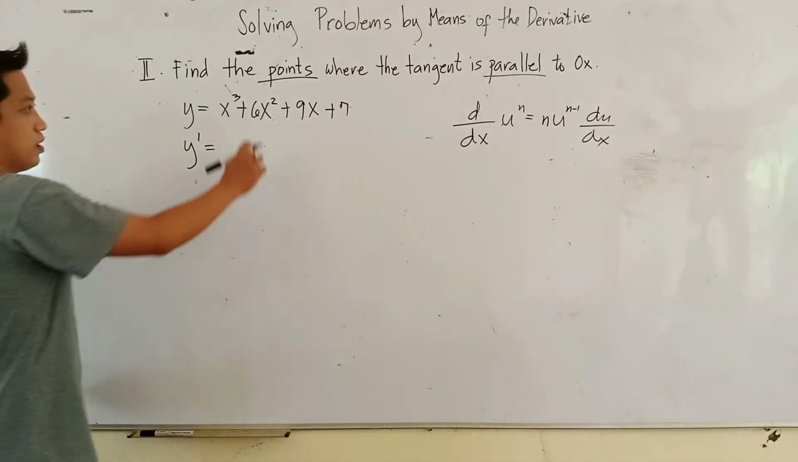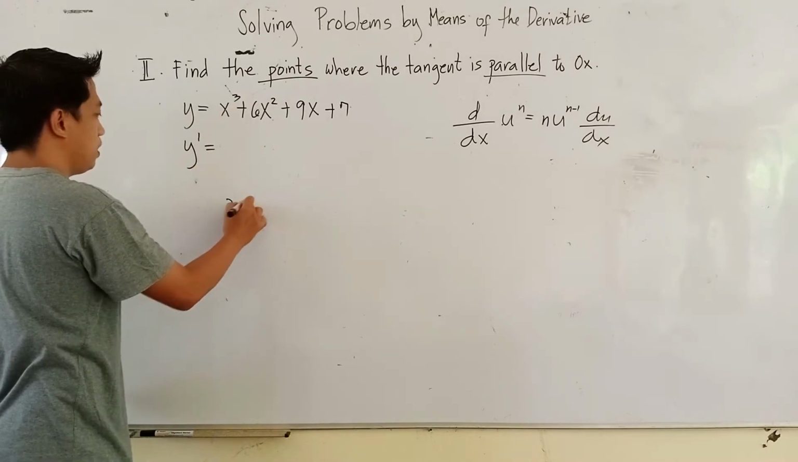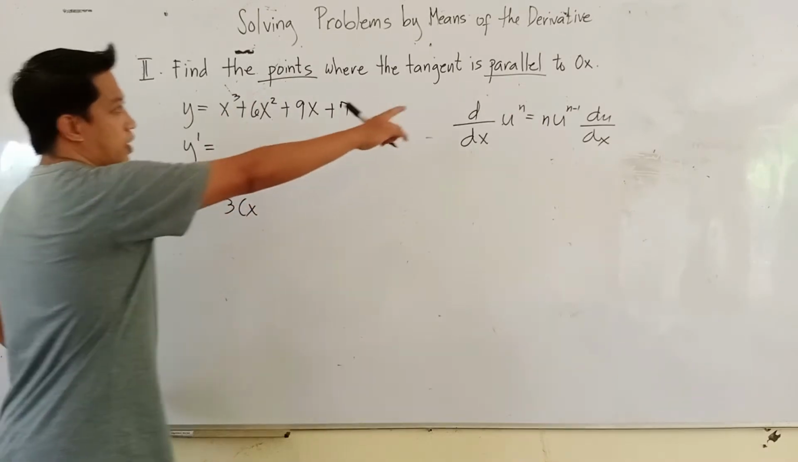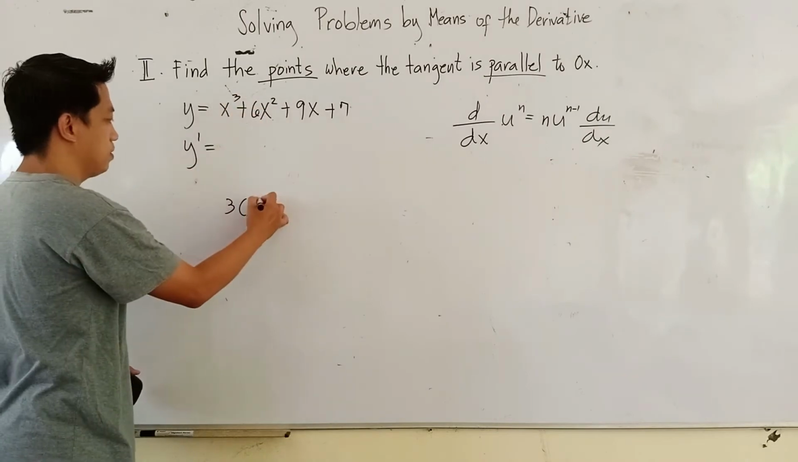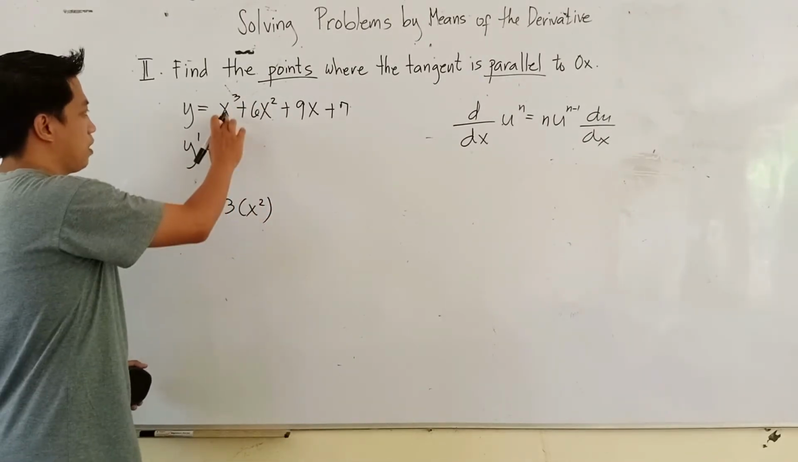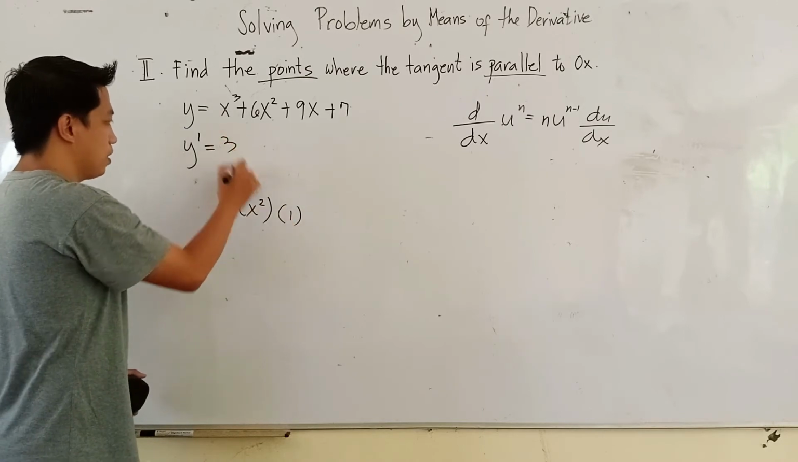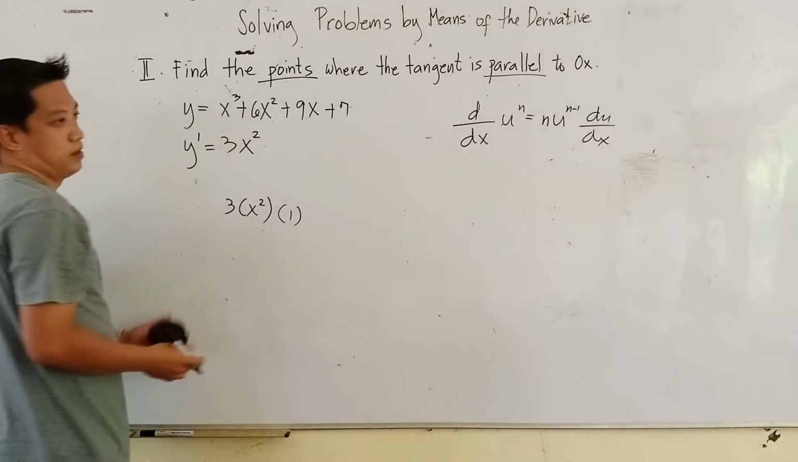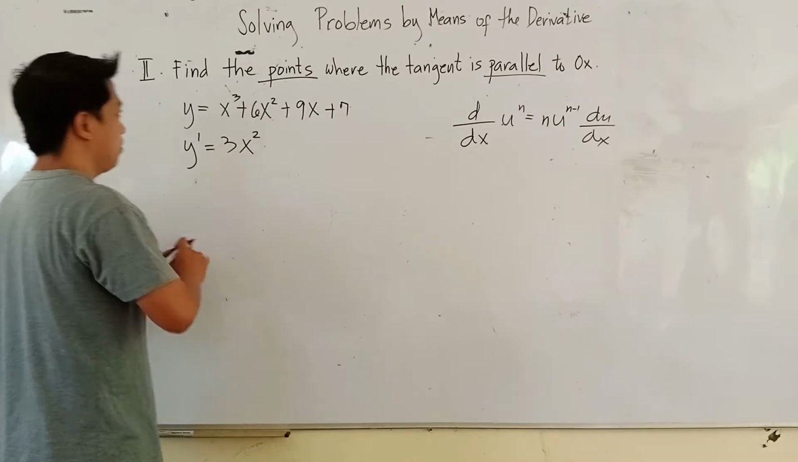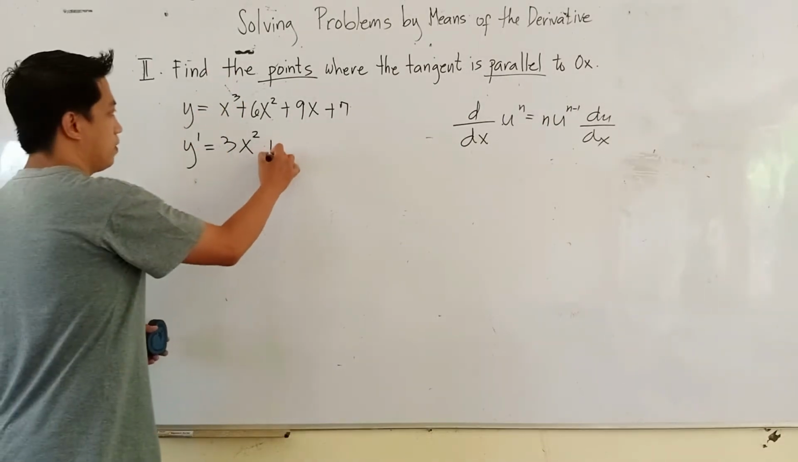So we have n is 3, so this is 3, x, n minus 1, so 3 minus 1 is 2. Derivative of x is 1. So 3 times 1 is 3x squared. So that is the derivative of x cubed, 3x squared.